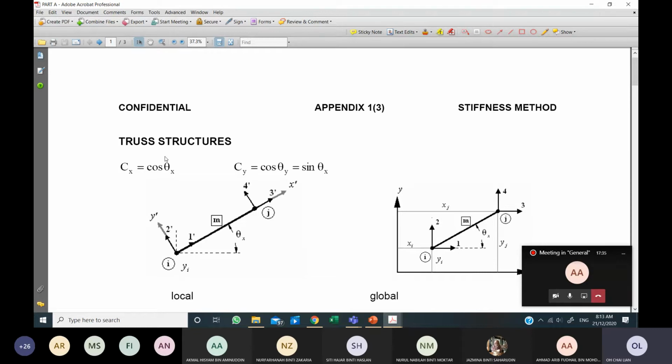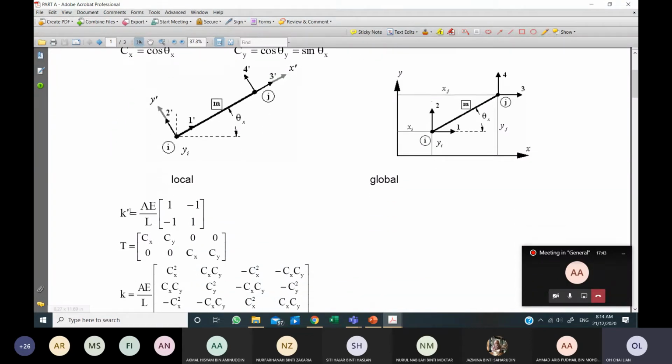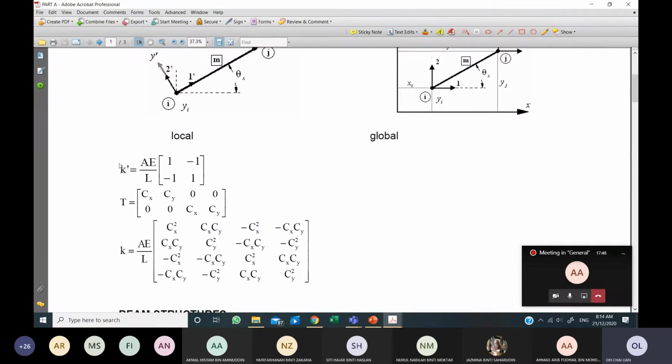You can see that for truss structures, there are some matrices here. We are going to apply these today. You have a K prime, T, and then K, and you can see this parameter Cx, Cy. What is this about? We are going to talk about this today.